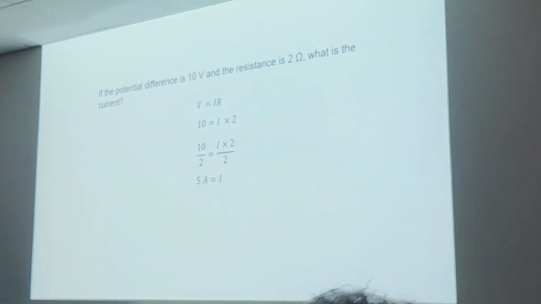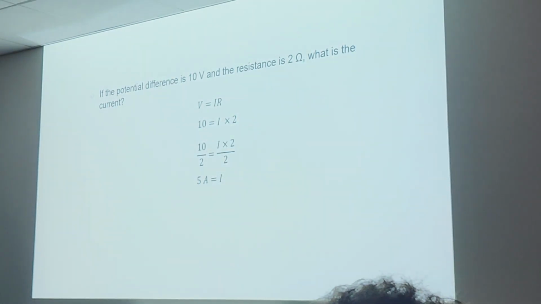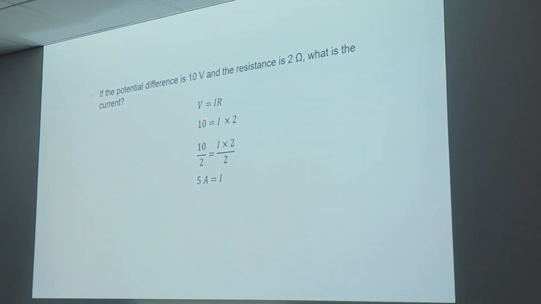What about this one? If the potential difference is 10 volts and the resistance is 2 ohms, what is the current? How would you get I by itself? You would do V over R. Volts over ohms. 10 divided by 2, so 5. Yes, V divided by R.